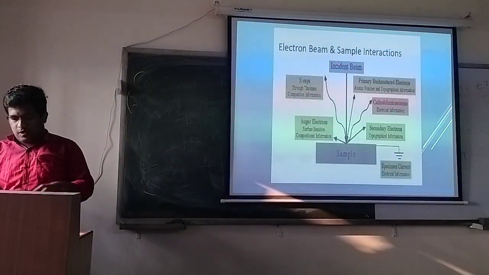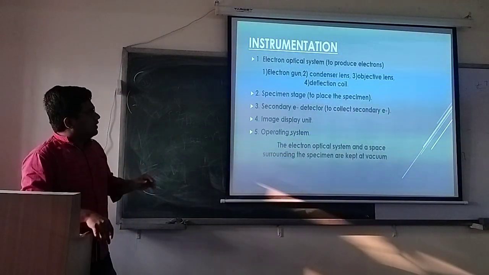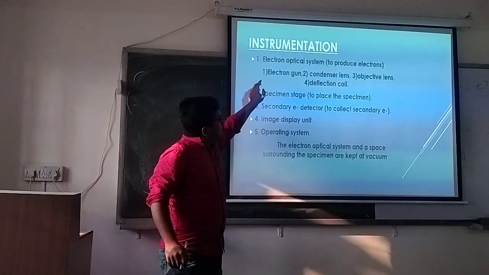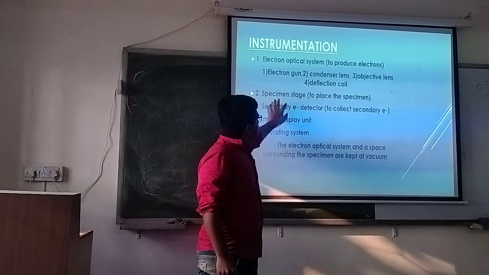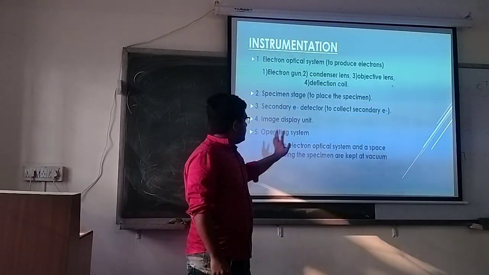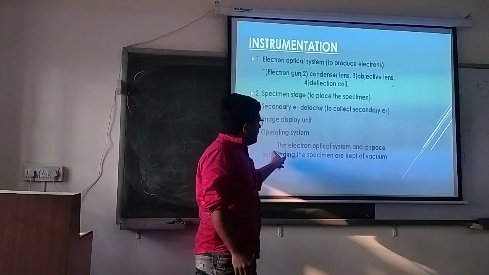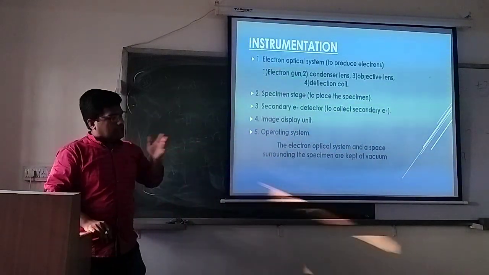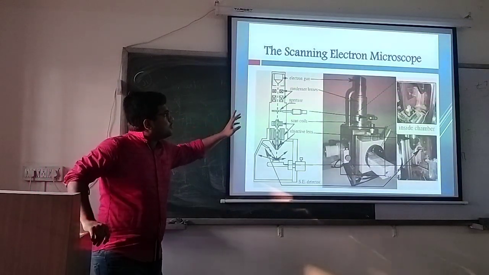These are the rays we are talking about, but now we are talking about the instrumentation, how it is built and what types of components are in the microscope. In the SEM, we first talk about the electron optical system. First the electron gun, condenser lens, objective lens, scan coil. Then the specimen stage, meaning the chamber where the specimen is placed, and the secondary electron detector, and the image display unit and the operating system. For better results, the electron optical system and the space surrounding the specimen are kept at vacuum. This is the most vital thing for the experiment.